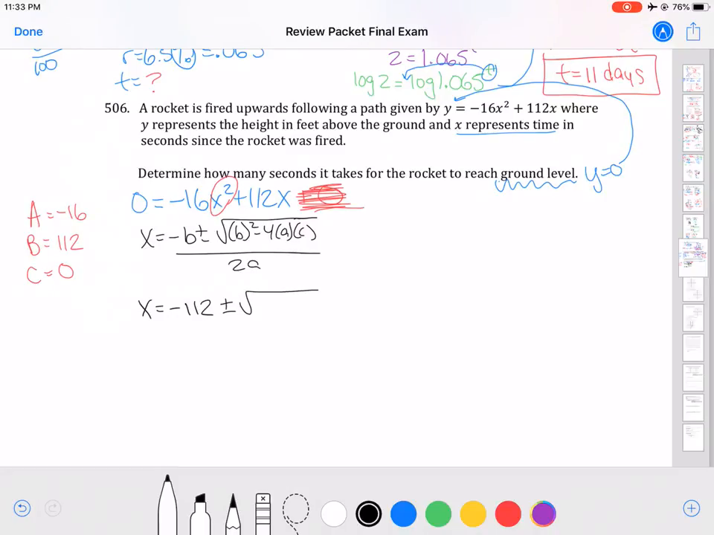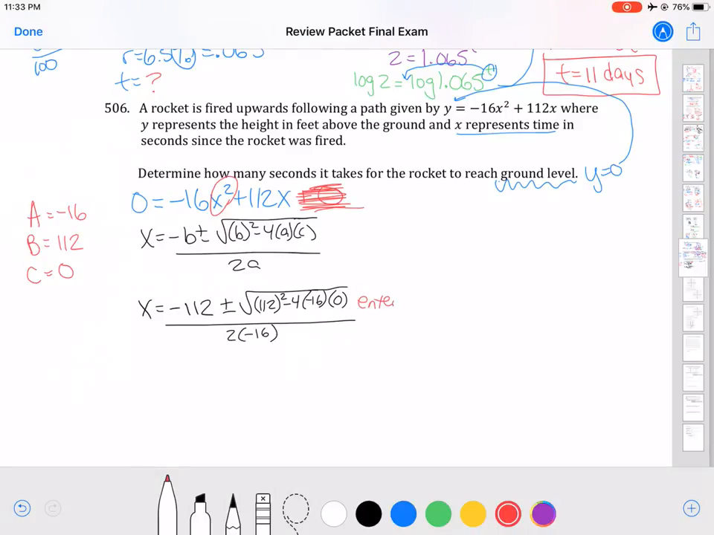The plus or minus comes down. My square root comes down. And I use my parentheses now. Parentheses, b is 112 again, squared, minus 4 times a, which is negative 16, times c, which is 0, all over 2 times a, so 2 times negative 16.